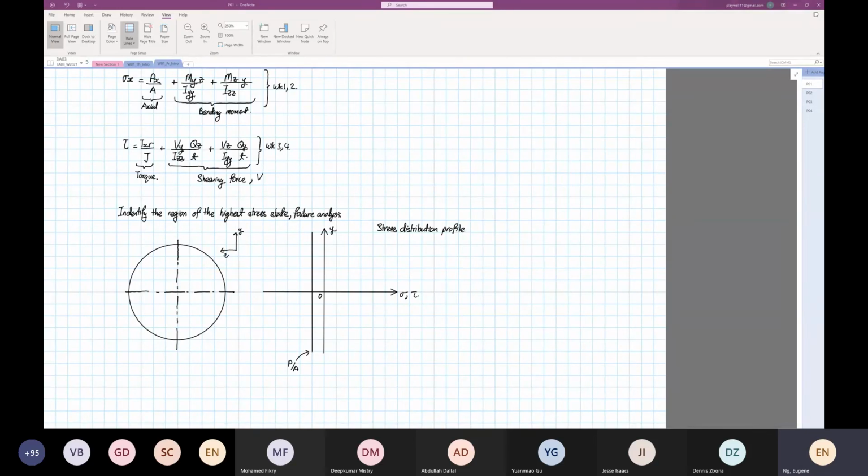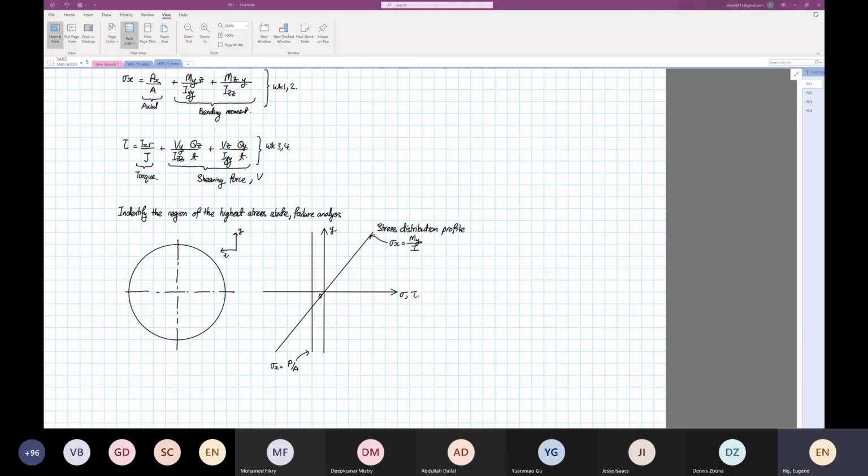So the next distribution will look like this. You go to 0. Hopefully you can see that. So this distribution is due to the bending moment. This is stress X, and this distribution is due to stress X equal to My over I. I just wrote down the formula.